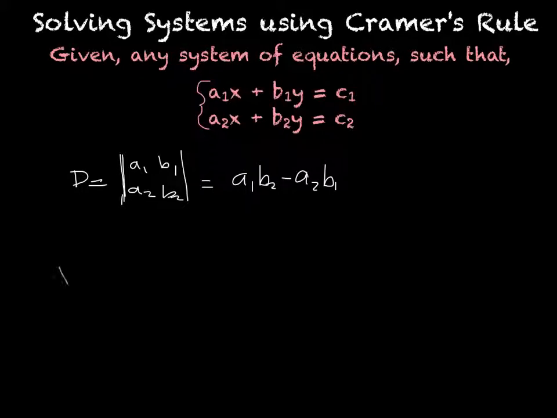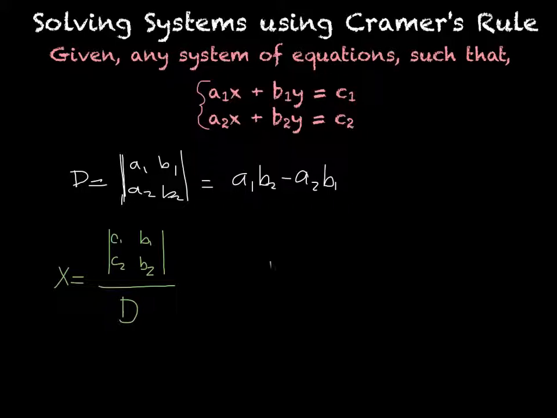So if I want to find x using Cramer's rule, I'm going to find another determinant. In that determinant, I'm going to replace my x column, which is the a's, with my c's, so c sub 1 and c sub 2. And my y column, b sub 1, b sub 2, is not going to change. And that's going to be over the D, which I already found, and that's going to equal my x.